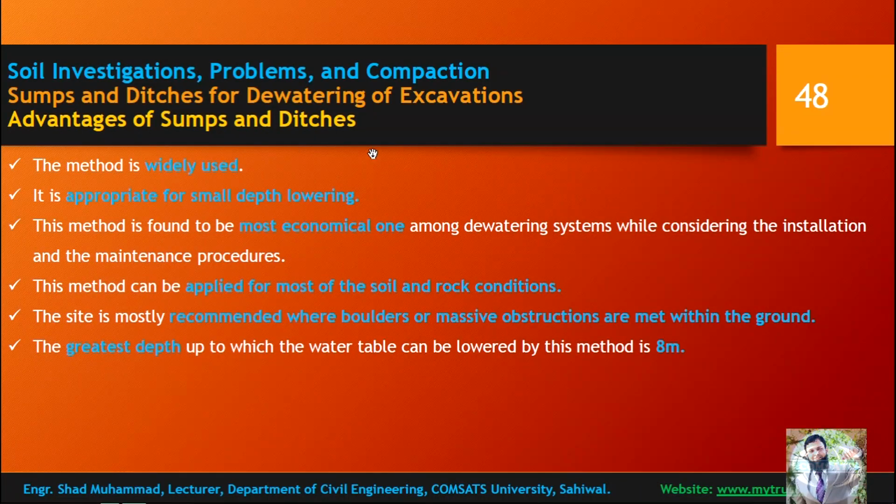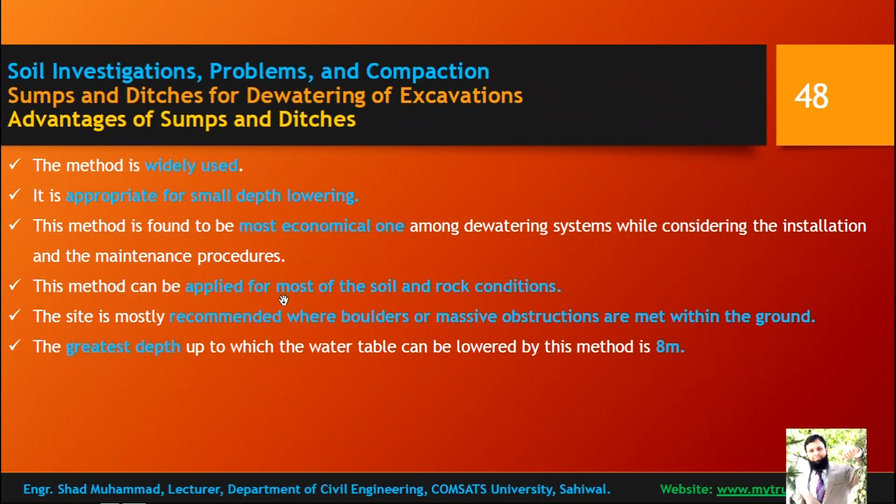Okay, advantages of sump and ditches. This method is widely used, commonly used, and appropriate for small depth lowering. Greater depths are not lowered by sump and ditches. That is another thing, that in series you create sump and ditches. This method is found to be the most economical one among dewatering systems while considering the installation and maintenance procedures.